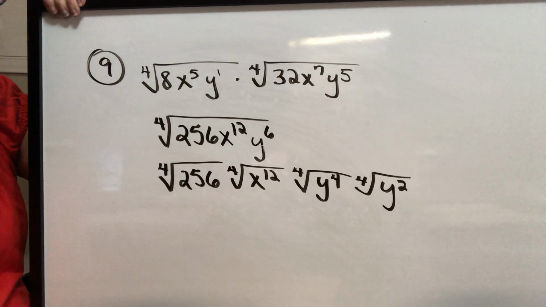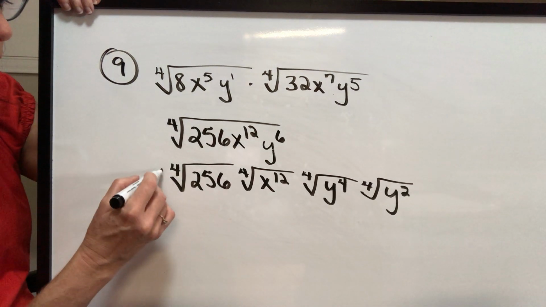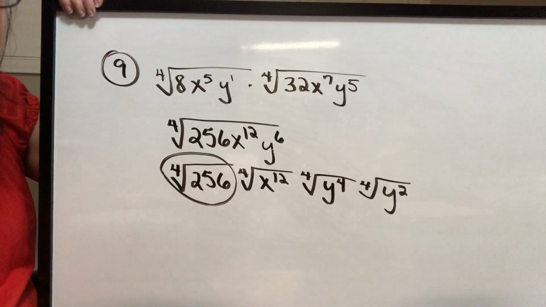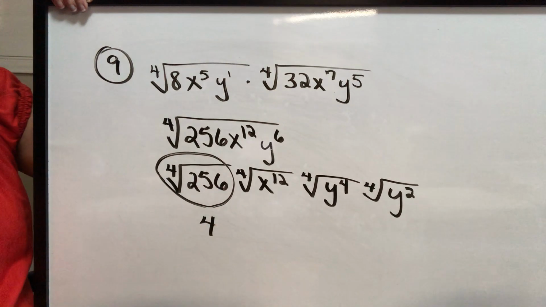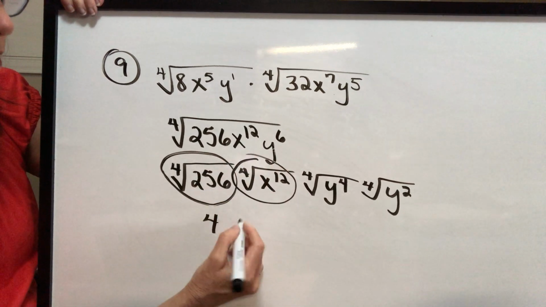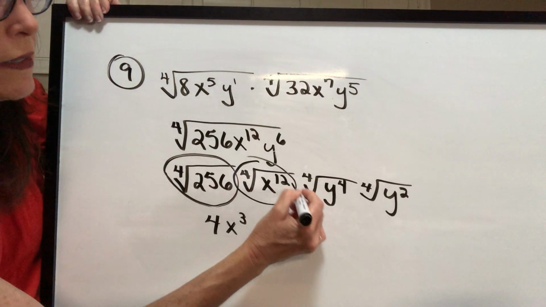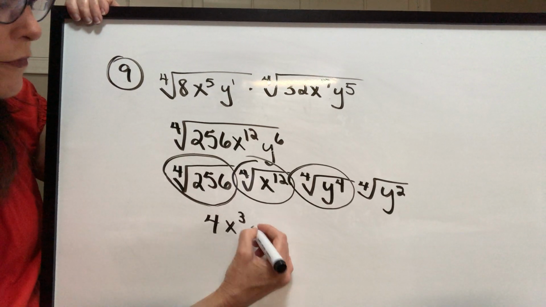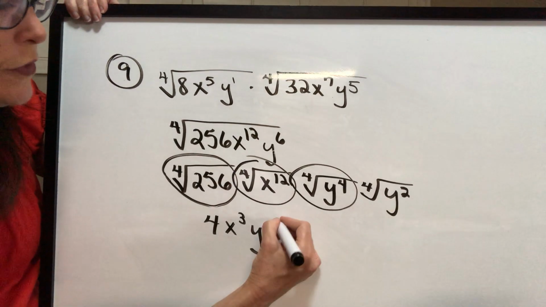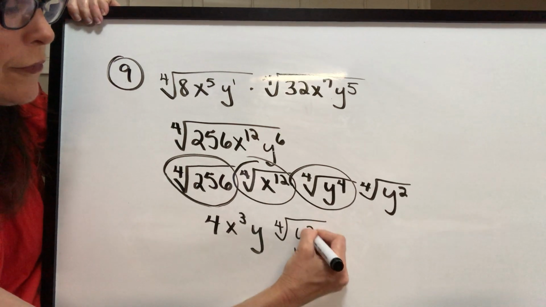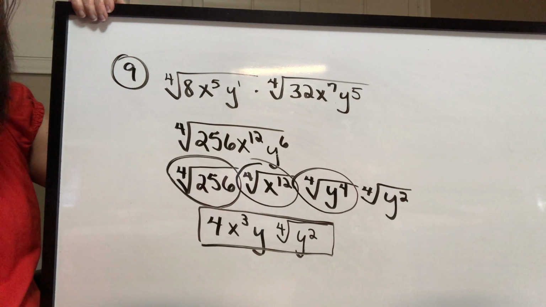Okay, so everything is now broken up and we can go back through and simplify all the perfect ones. So the 4th root of 256, remember that's on your table, that would be 4. This one is perfect here because we can divide by 4. So 12 divided by 4 would be 3, so that would be x cubed. This one is divisible by 4. 4 divided by 4 is 1, so that's just y. And the only one that was not perfect was this one down here, so you would just keep that under the 4th root symbol. So then that would be your answer for number 9.